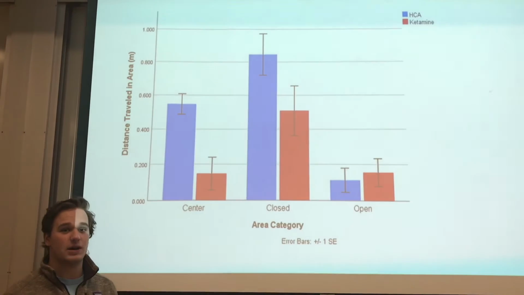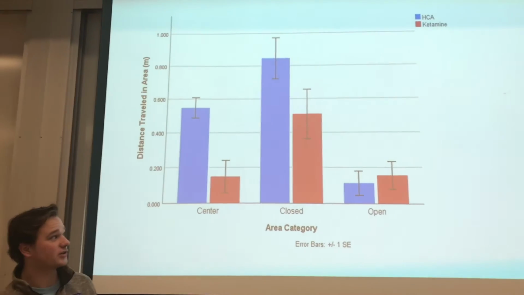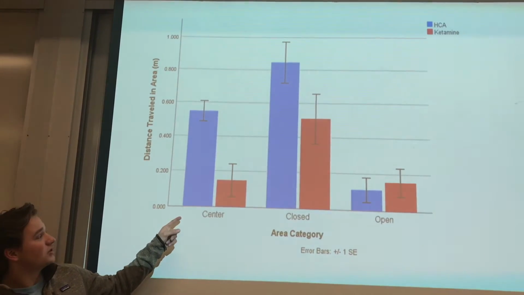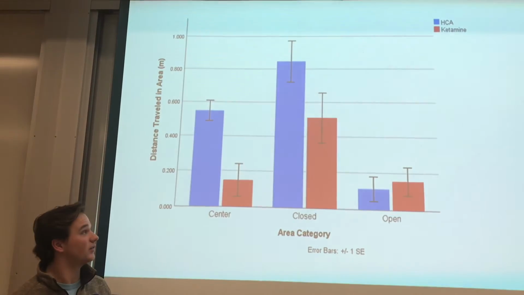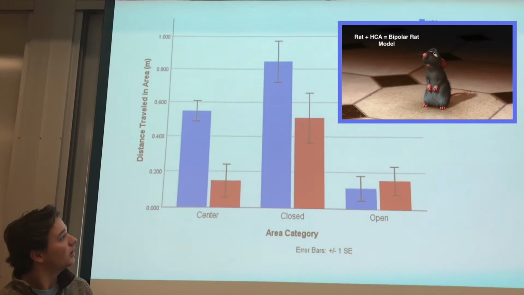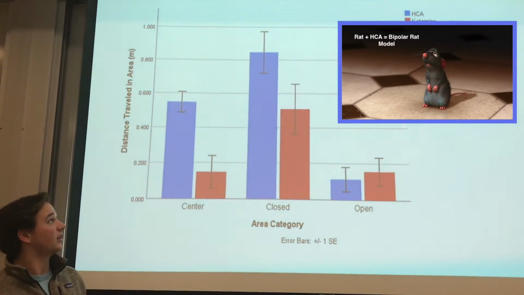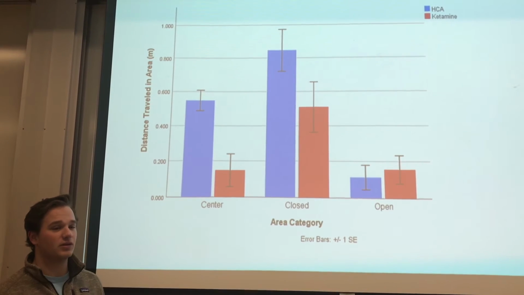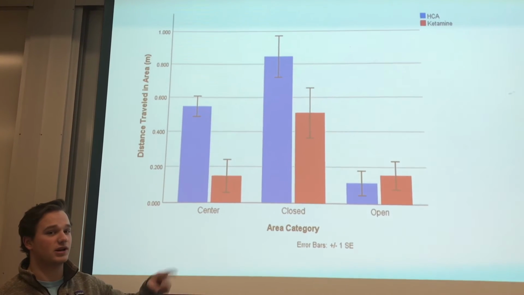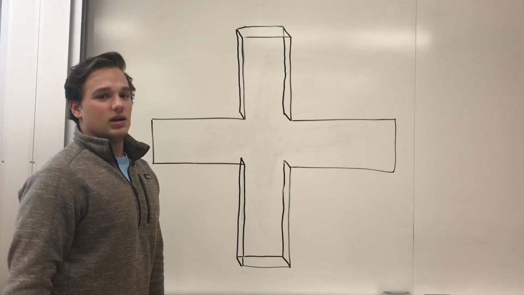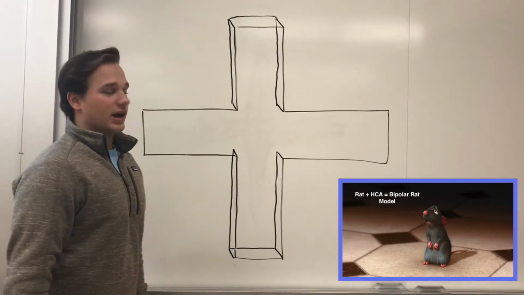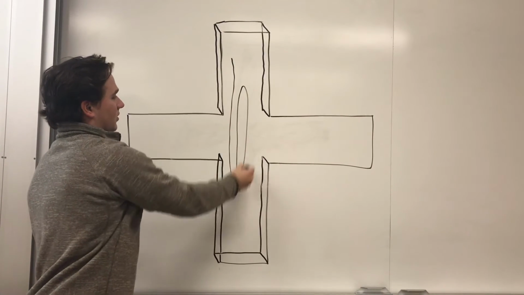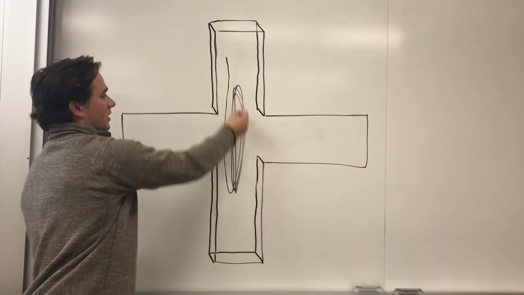We also analyzed the distance traveled in the plus maze instead of the time spent in each area, and the trends look very similar, but the main difference that we see in this analysis is that the distance traveled in the center of the plus maze is significantly different between the two groups. The HCA only treated group has a significantly higher amount of distance traveled in the center, which is kind of an indicator of the number of times they have crossed into the center between arms of the maze. So the HCA only rats, their tendency was to cross the center more often.